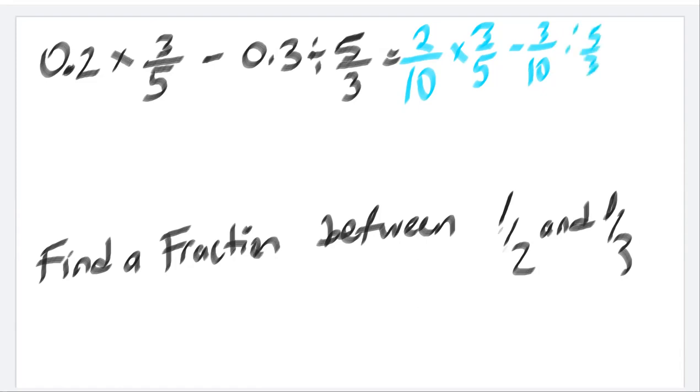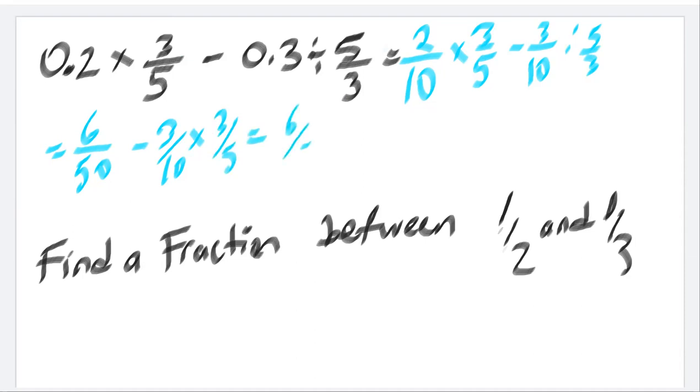5 over 3. Now to continue, the multiplication and division is first. So if we multiply the first part, 2 times 3, 6 over 10 times 5, 10 times 5, 50, minus 3 over 10. Division means multiplication, and we flip the second fraction, so 3 over 5. Now we get 6 over 50 minus 9 over 50. The bottoms are same, so we can just subtract the top. 6 minus 9 is negative 3 over 50.